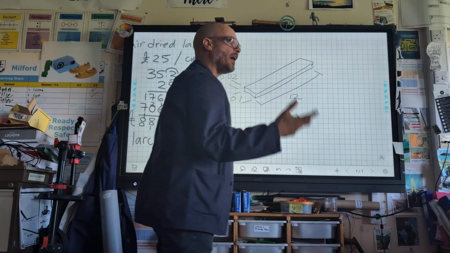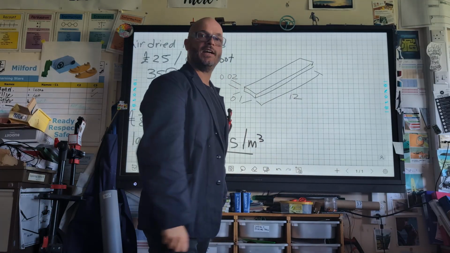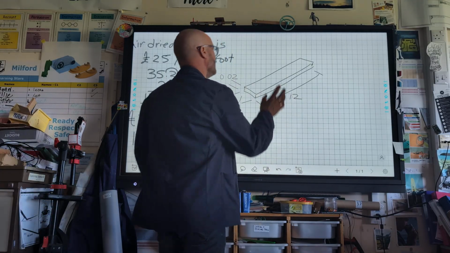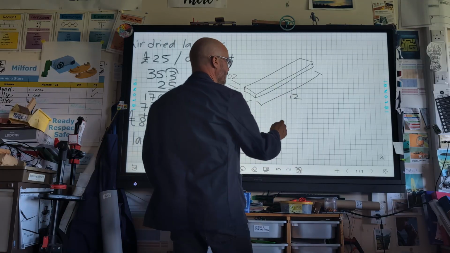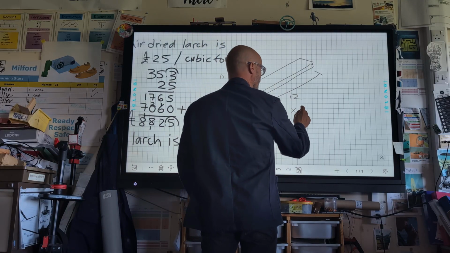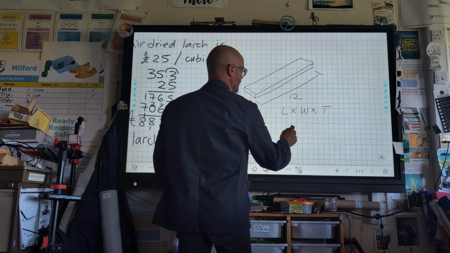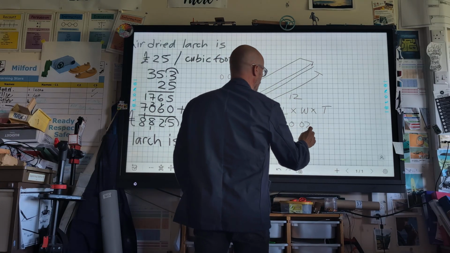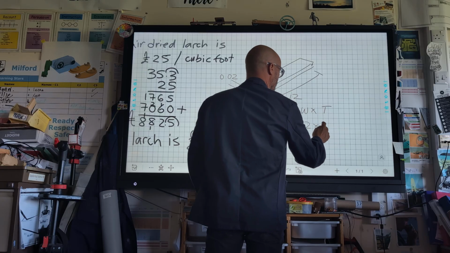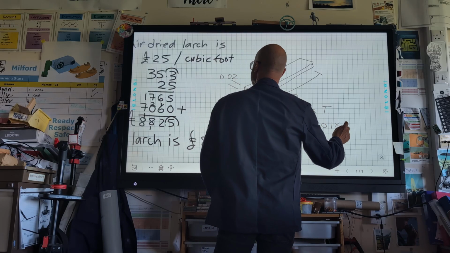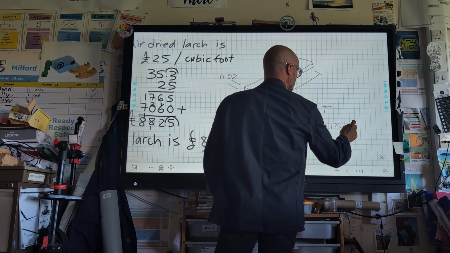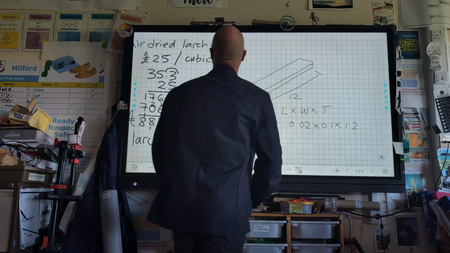Okay, so I've got 5 of them. Which stage you want to do your multiplication of the 5? I'll probably work out the volume first. So volume is length times width times thickness. So we're looking at 0.02 times 0.1 times 1.2. Right, so how should we work that out?